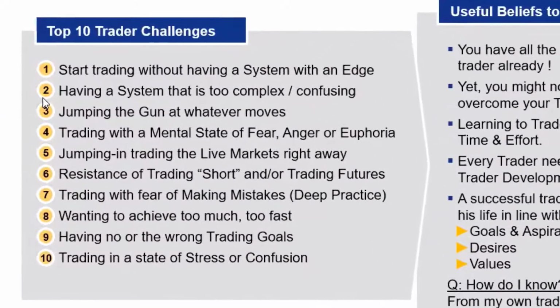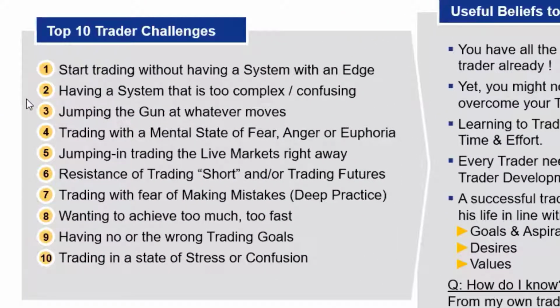Top 2 is having a system that is too complex and too confusing. So I really recommend to not overload your system, not overload your charts. For example, on my charts, there are just a few indicators. The more complex the system doesn't mean that the better your outcome will be. Well, typically, when you start trading a system, complexity will surface very early on.